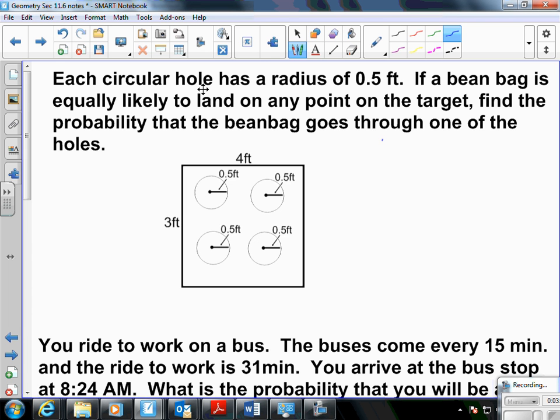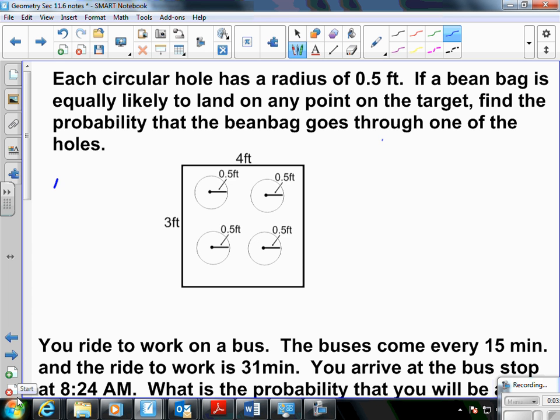Each circular hole has a radius of 0.5 feet. If a beanbag is equally likely to land on any point on the target, find the probability that the beanbag goes through one of the holes. Alright, so here we've got basically, looks like a carnival game, throwing beanbags, trying to get it through the hole. And we've got 4 holes, each one with a radius of 0.5 feet. And then it's in a rectangle that's 3 foot by 4 foot.